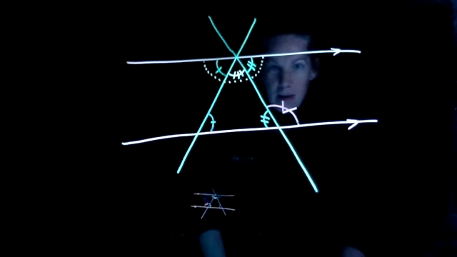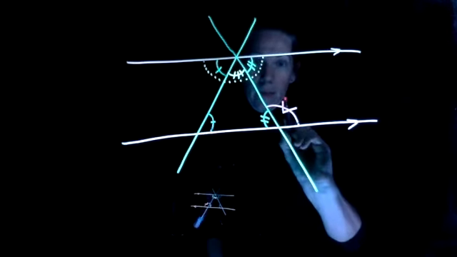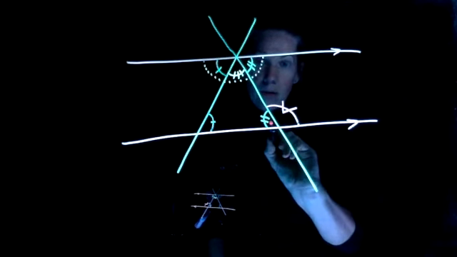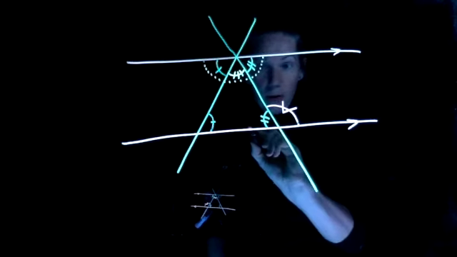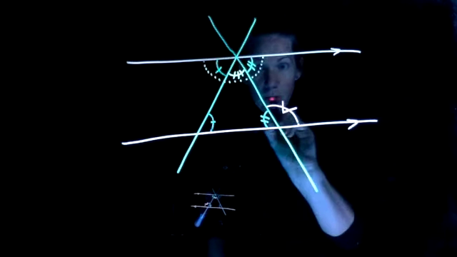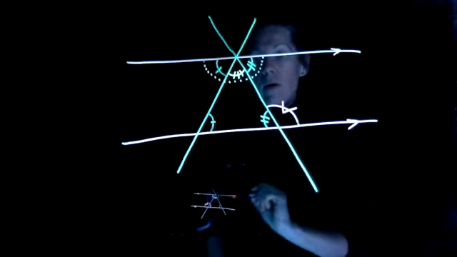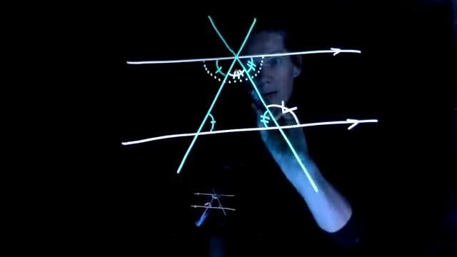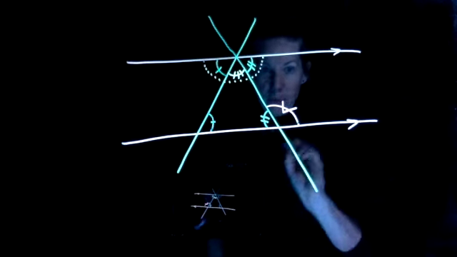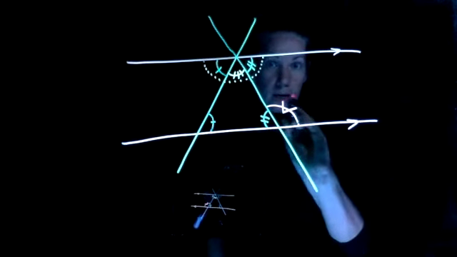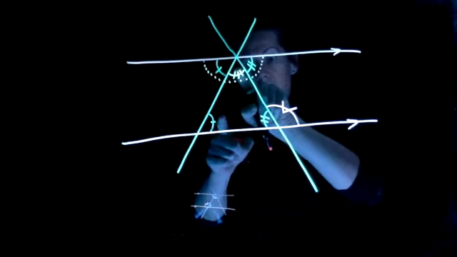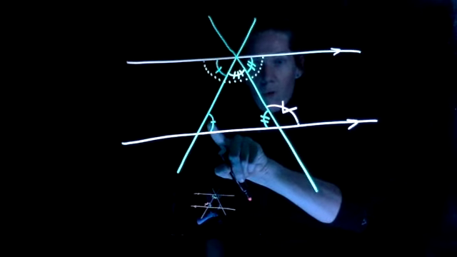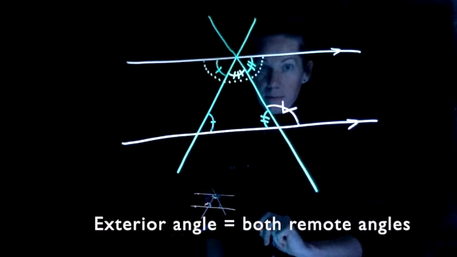I'm going to put a little V there. So we know that this angle, V, plus angle 2 is going to equal 180 because it makes a straight line. We also know that angle 2 plus angle 1 and angle 3 equals 180. So we know that angle V is going to be these two angles, angle 3 and angle 1, added together.